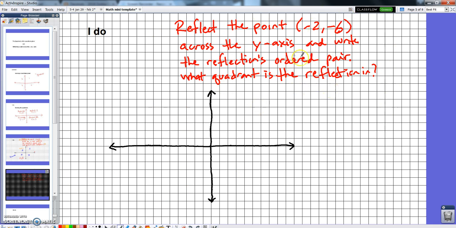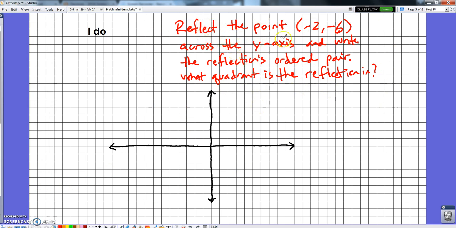So same question, different point, different axis here. Now I'm going to reflect the point -2, -6 across the y-axis and write the reflection's ordered pair. What quadrant is the reflection in? So let's start by finding my original ordered pair. -2: 1, 2. -6: 1, 2, 3, 4, 5, 6 is right there. That's my original point.